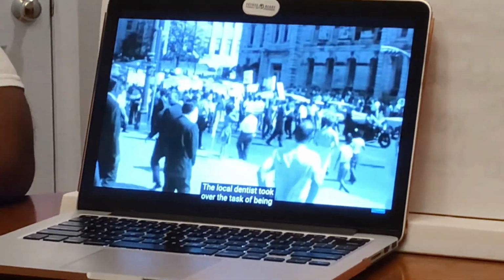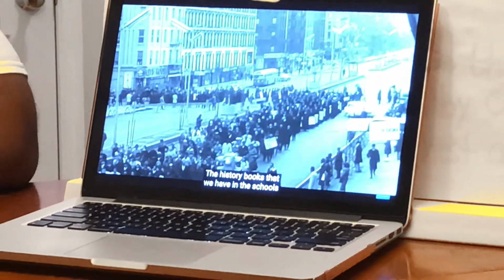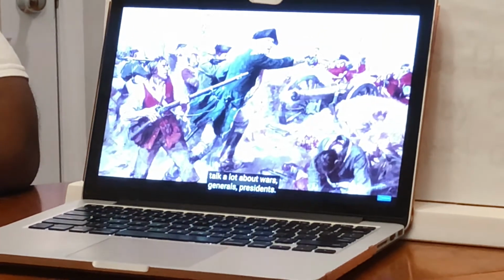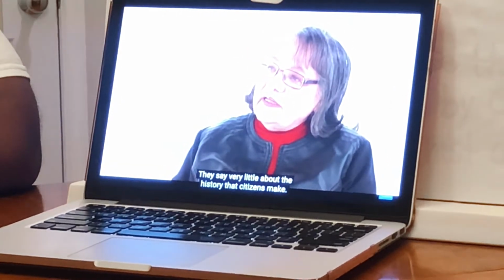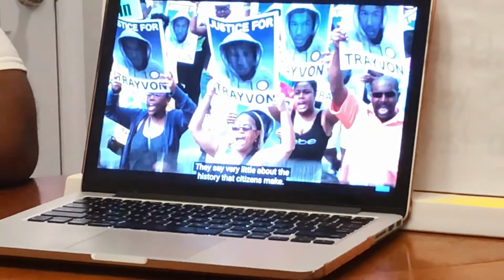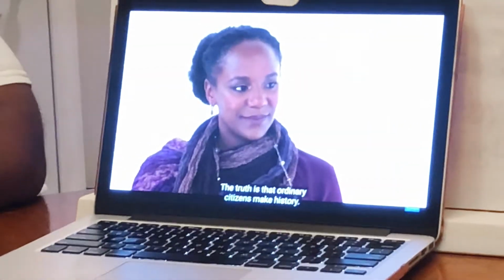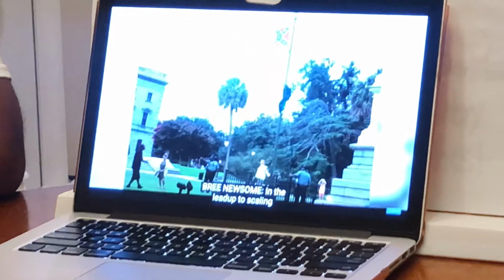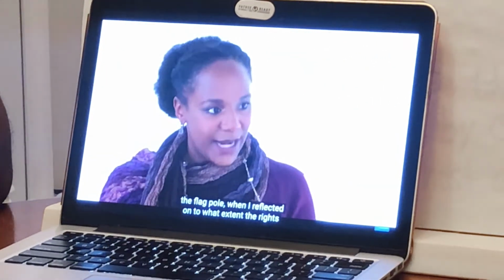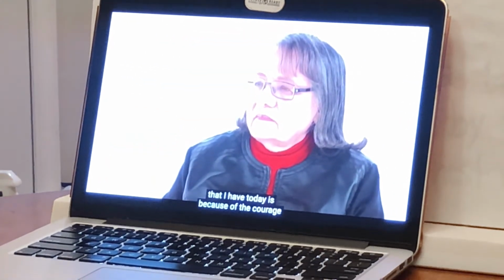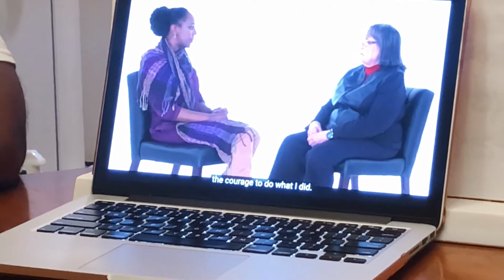The local dentist took over the task of being the movement's accountant. The history books that we have in school talk a lot about wars, generals, presidents. They say very little about the history that citizens make. The truth is that ordinary citizens make history. In the lead up to scaling the flagpole, when I reflected on to what extent the rights that I have today is because of the courage that you all exercised in your time, that was a large part of what gave me the courage to do what I did.